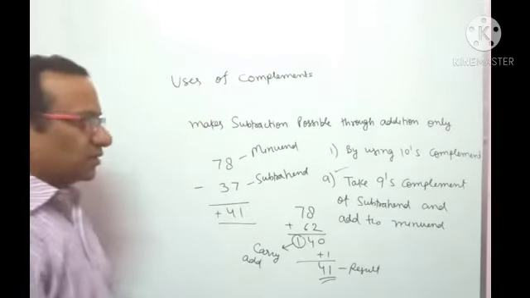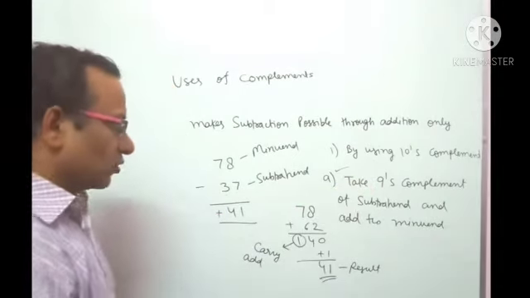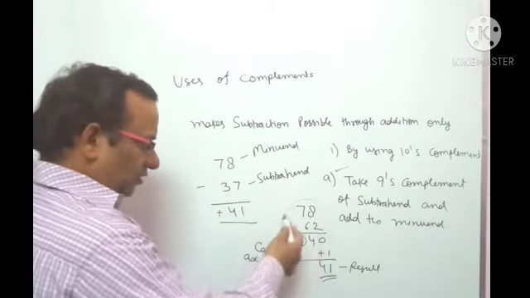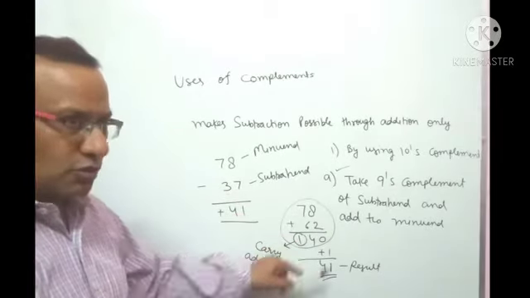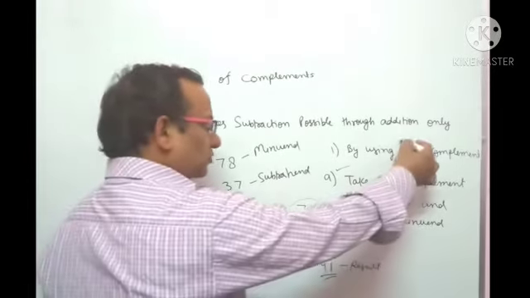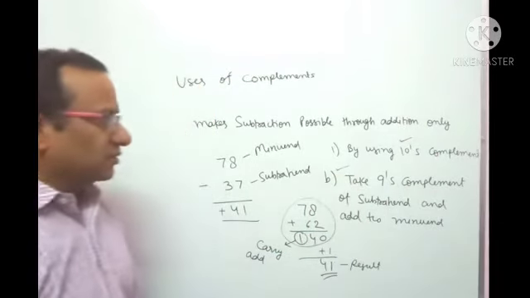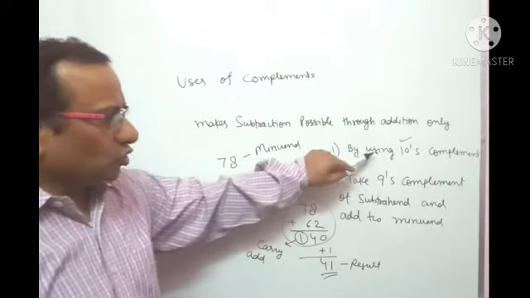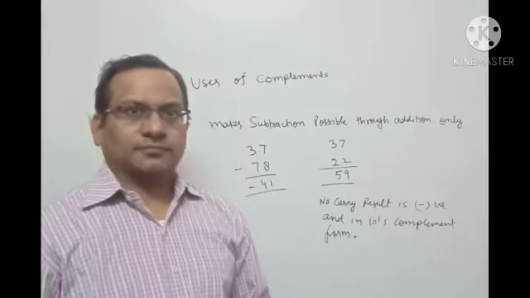So which method is better? Obviously the tens complement method was much better because there we have to add only once. Here we have to add two times. So the tens complement procedure is better than nines complement. Similarly, in the binary number system, the two's complement method is more efficient than the one's complement method.